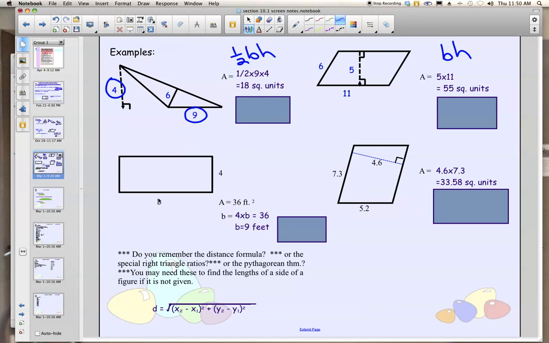An example of a problem in which we have to use the area formula. They give us that the area is 36, but they only give us the length of one of the sides. So in this case, you're going to have to work your formula backwards. B times 4 is what gives you 36. So b times 4 is 36. You have to divide by 4 to get the b alone. The b would have to be 9 feet. Since b is just length, it would just be single units. It would not be square units.